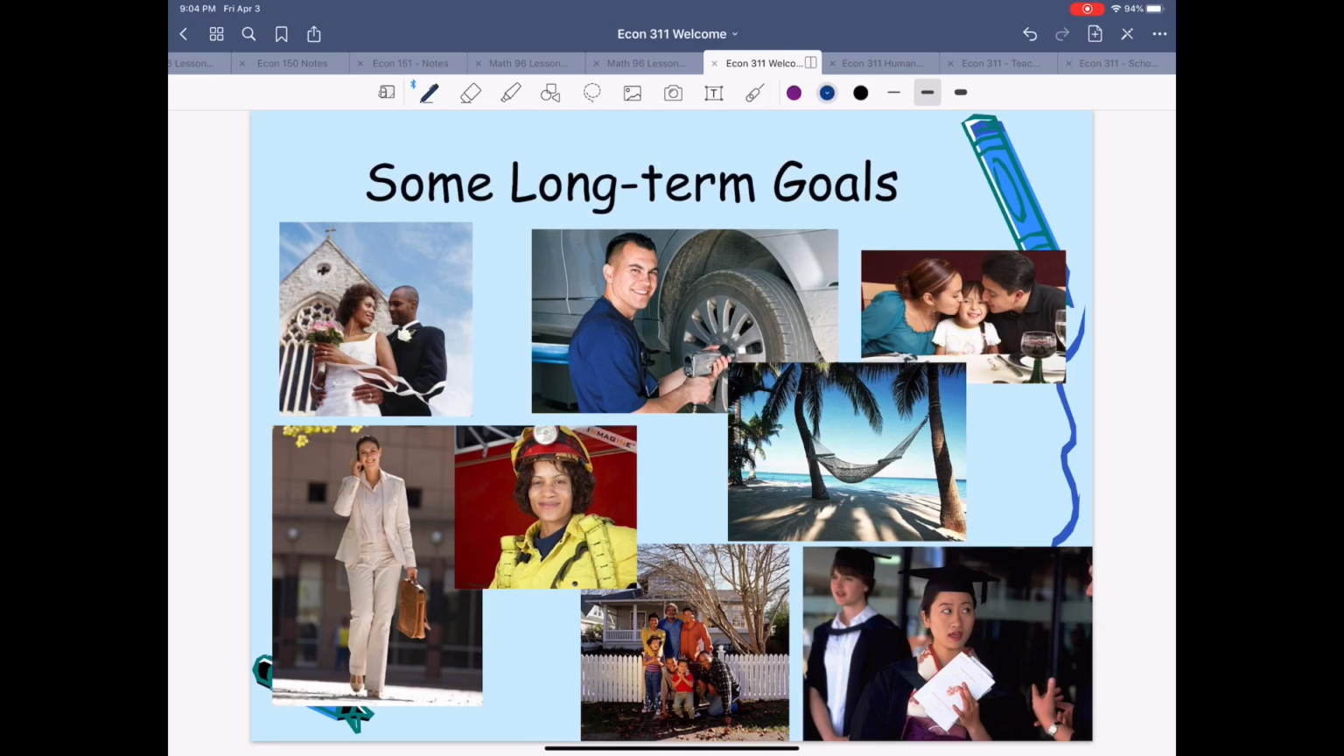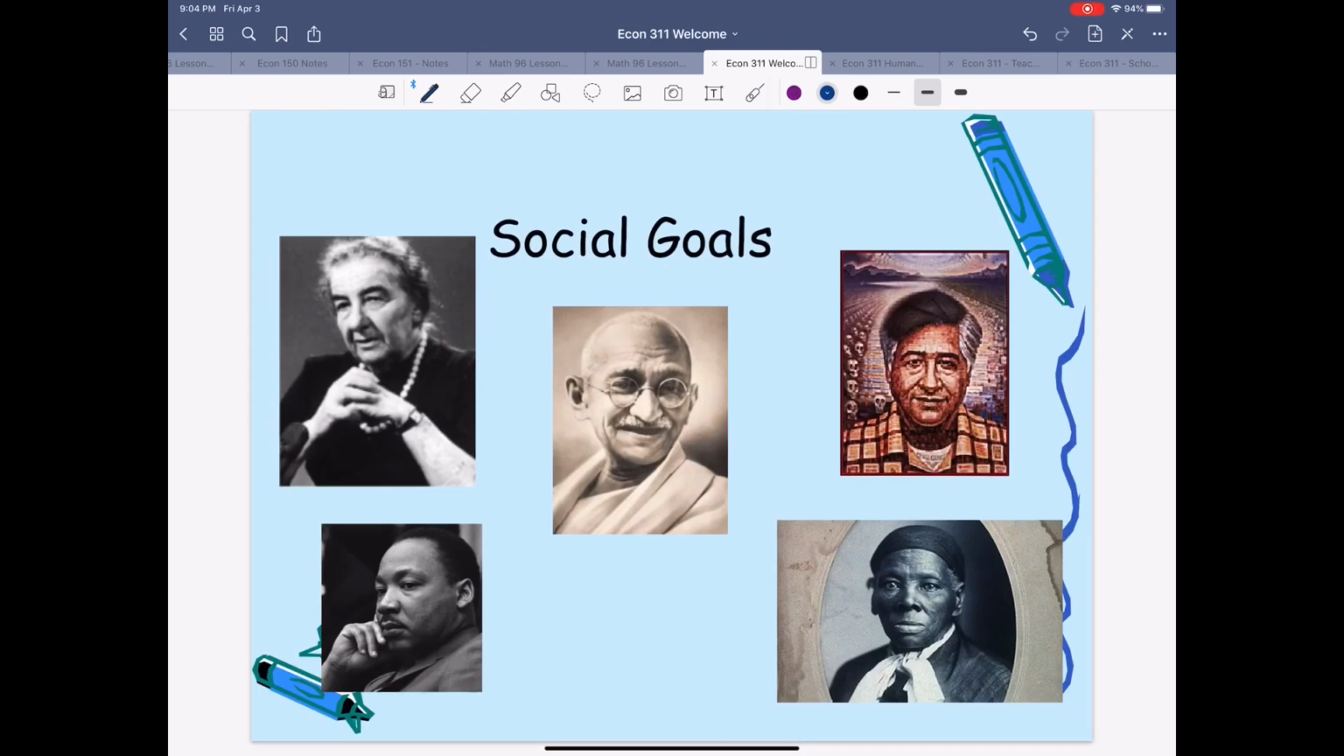So some long-term goals, we have some images here of different long-term goals for us perhaps or for our students. It's important to also know that we have social goals and our students should be aware of that as well. Social goals are goals that benefit all of society and we can incorporate a lot of history and understanding into social goal setting.